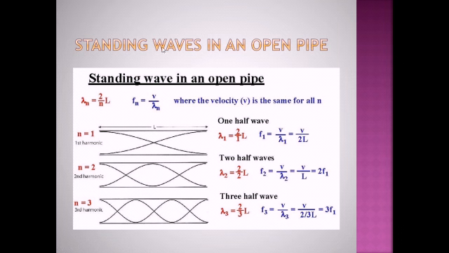Now standing waves in an open pipe. Now as I have already mentioned, a musical instrument has a set of natural frequencies at which it vibrates when a disturbance is introduced into it. These natural frequencies are known as the harmonics of the instrument. Each harmonic is associated with a standing wave pattern.